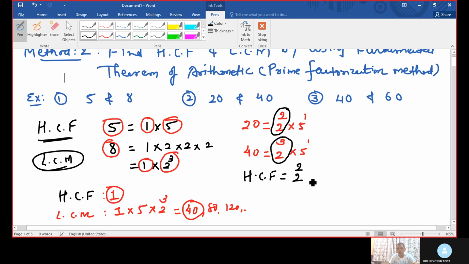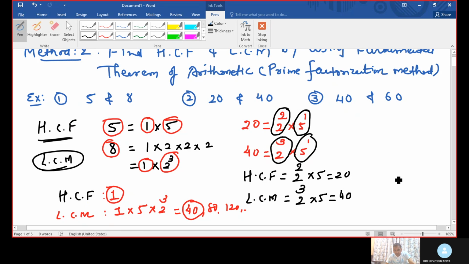So here 2 raised to 2, then 5 raised to 1 is common. So our HCF is 2 raised to 2, that is 4, 4 fives are 20. Now LCM, least common multiple. Now again the common number but with the highest power. So 2 raised to 3, and 5 is also common here. So 2 raised to 3, 8, 8 fives are 40.